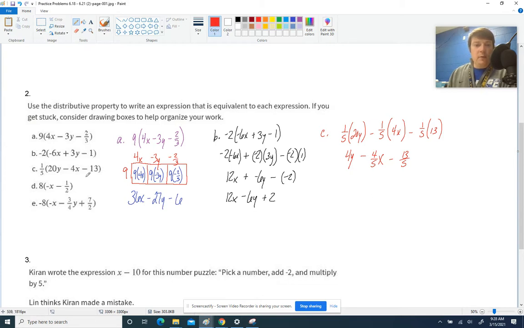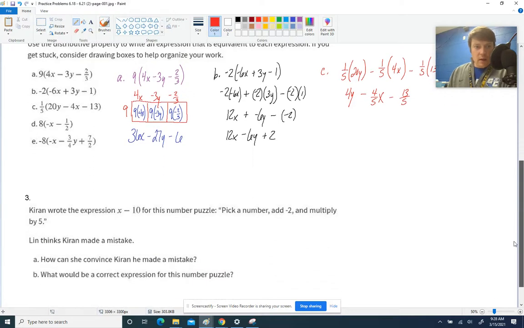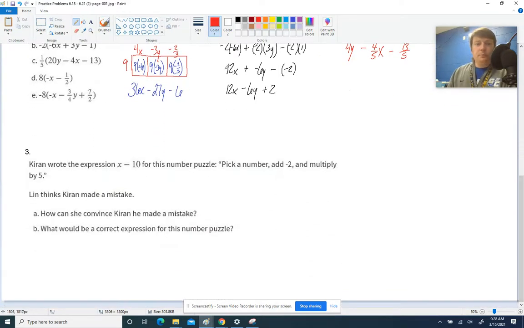Okay. And for D and E, I'll let you try those out on your own. And you've seen some examples here of how it works. But show your work on D and E for yourself. If you have trouble, you can ask me personally. Let's look at number 3.